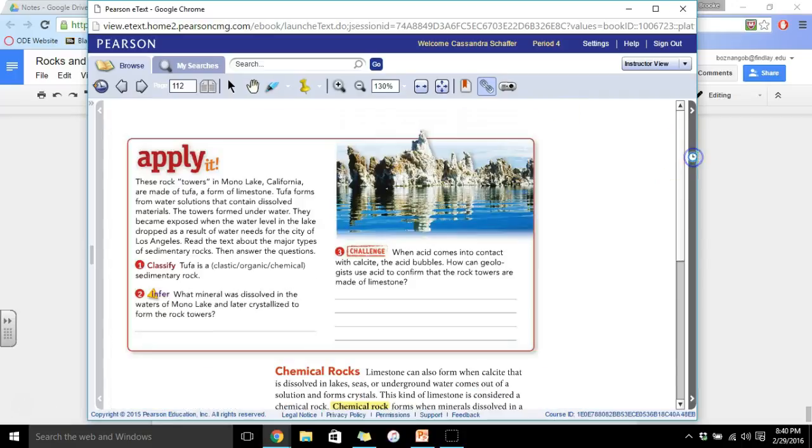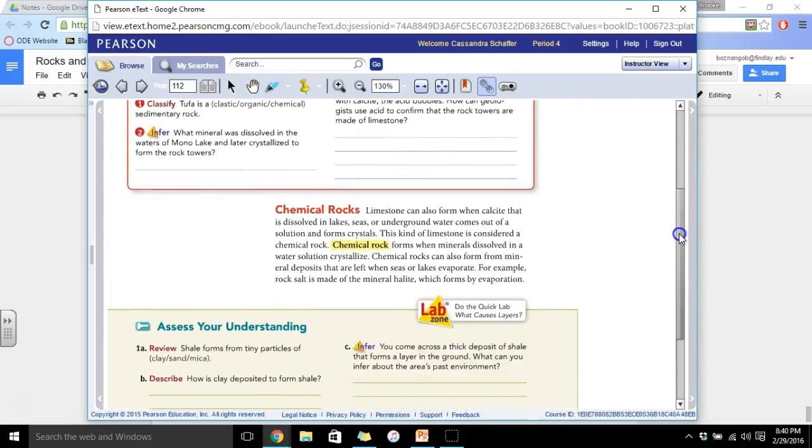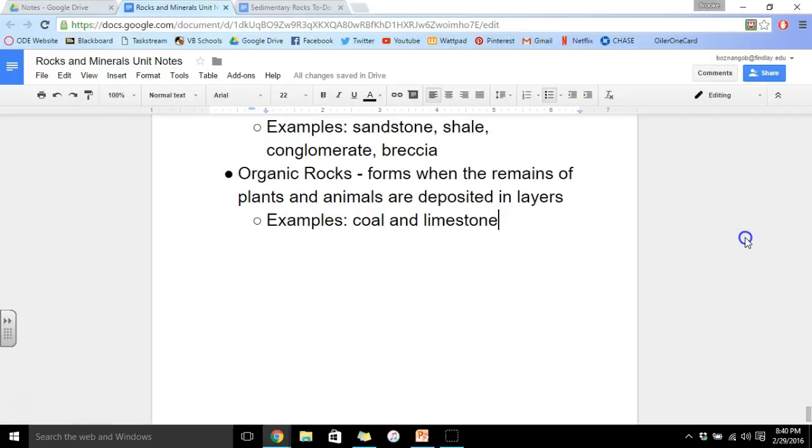Right, last one. Chemical rocks. Limestone can also form when calcite that is dissolved in lakes, seas, or underground water comes out of the solution and forms crystals. This kind of limestone is considered a chemical rock. Chemical rock forms when minerals dissolved in a water solution crystallize.